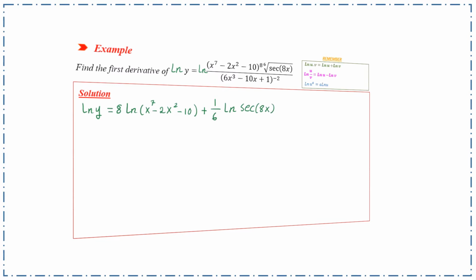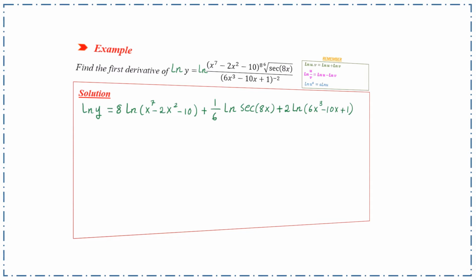Now since we have divide here, it means minus, and we have the power -2 in the denominator, so you have to put it down. It will be minus with minus plus 2 ln the function 6x cubed minus 10x plus 1. This is the first step.